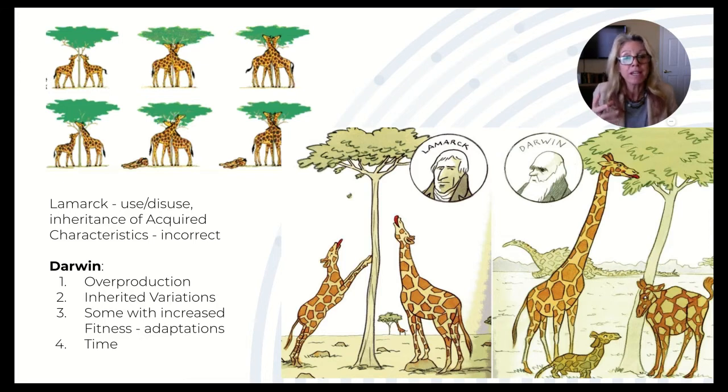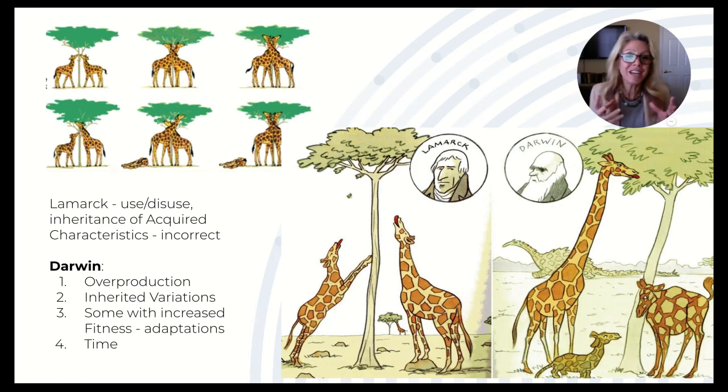Lamarck also gave a mechanism, but his mechanism was incorrect. He worked with use and disuse. If you used it, you kept it. If you didn't use it, you would lose it. And over your lifetime, you would acquire characteristics that you would pass on to your offspring. So that was not the right mechanism.